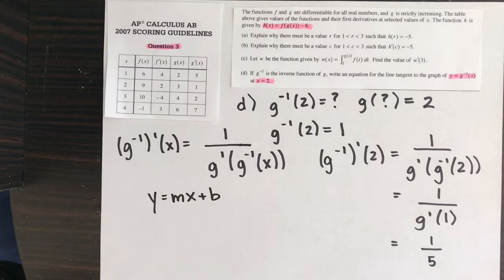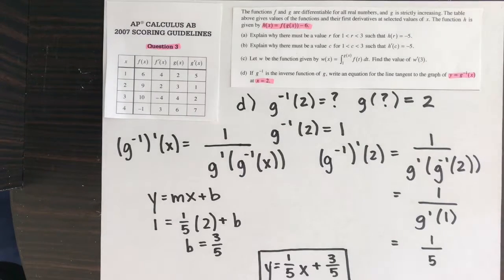However, part D is asking for the line tangent to the graph at that point. So now we must plug this slope and the point 2, 1 on g inverse of x into our equation for lines to find the tangent. Doing so, we find the b value is 3/5, so the line tangent to g inverse of x at x equals 2 is y equals 1/5 x plus 3/5.